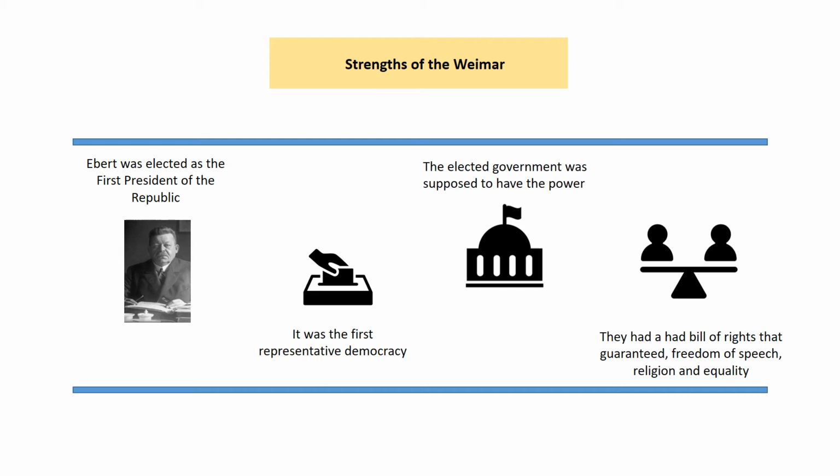They also, and some of the good strengths of this Weimar Constitution is they have a Bill of Rights that guarantee freedom of speech, religion, and equality. And these things, these kind of rights weren't common beforehand.